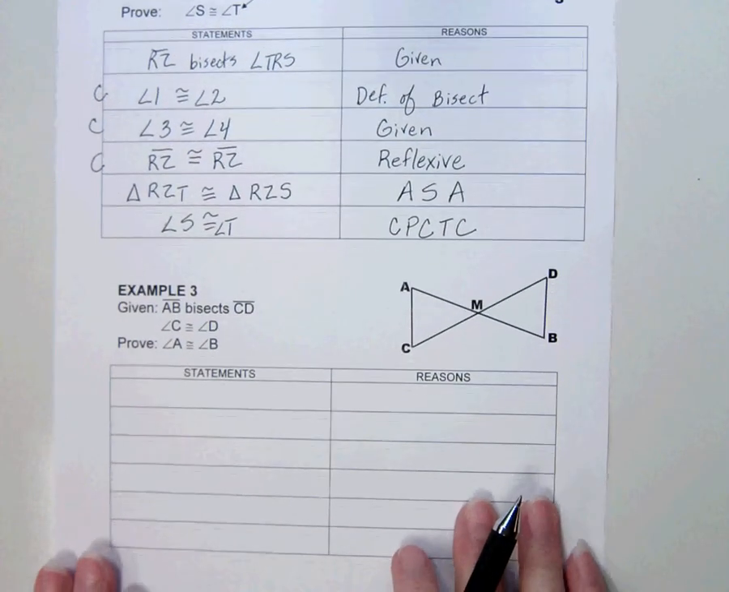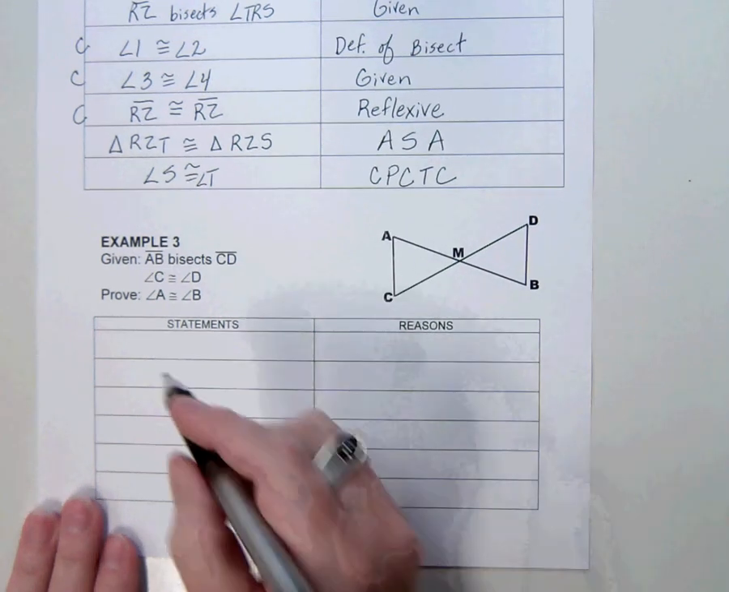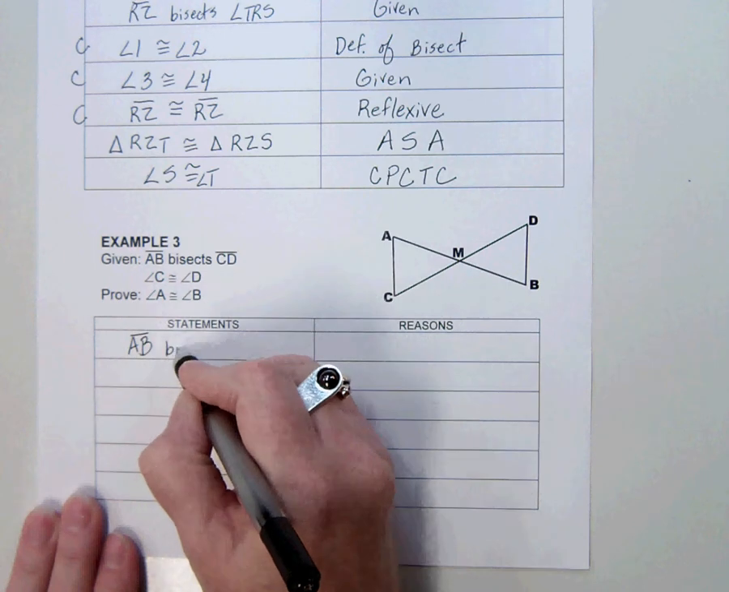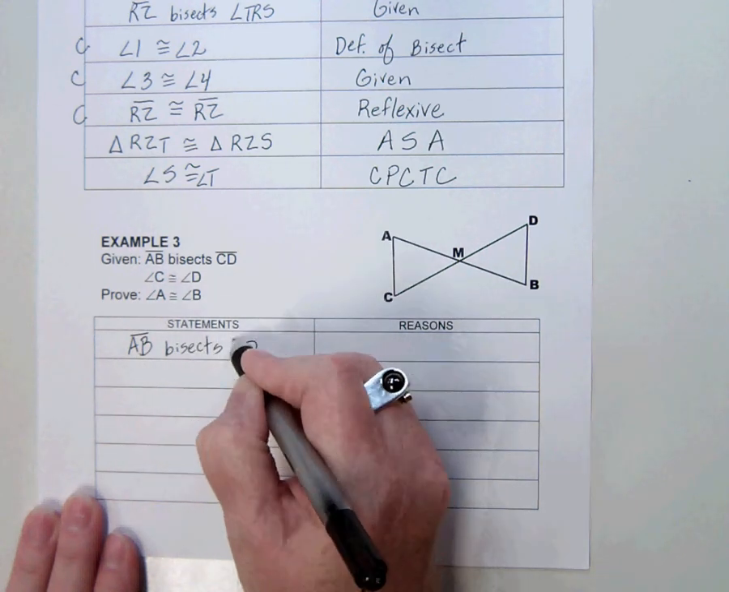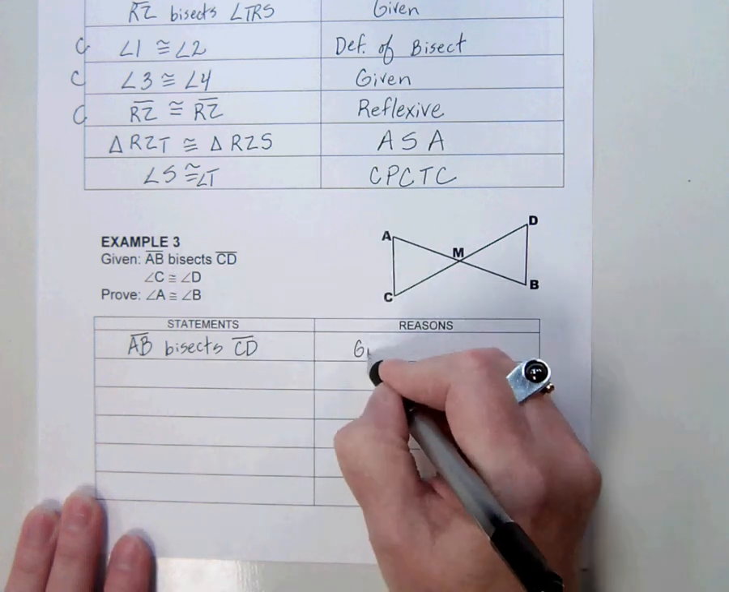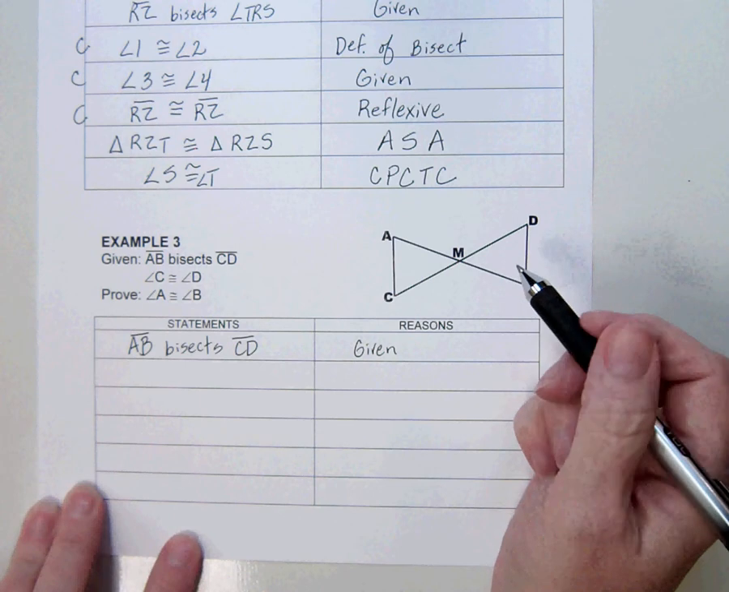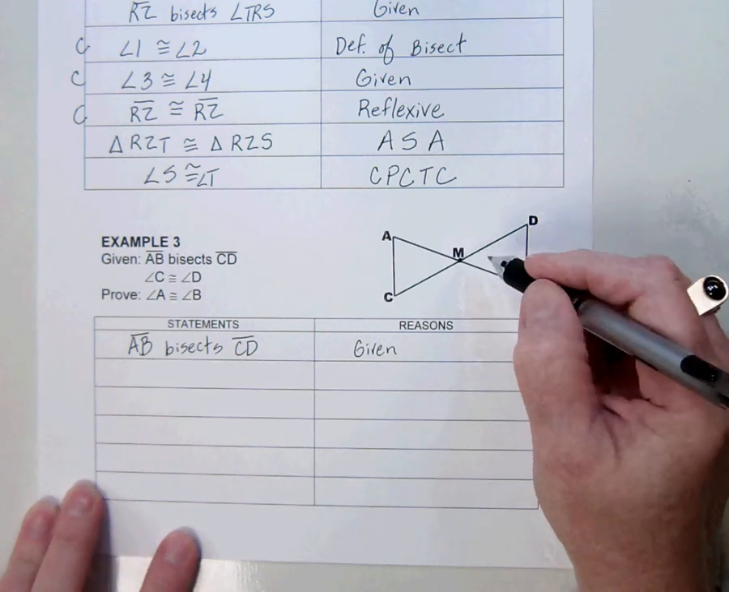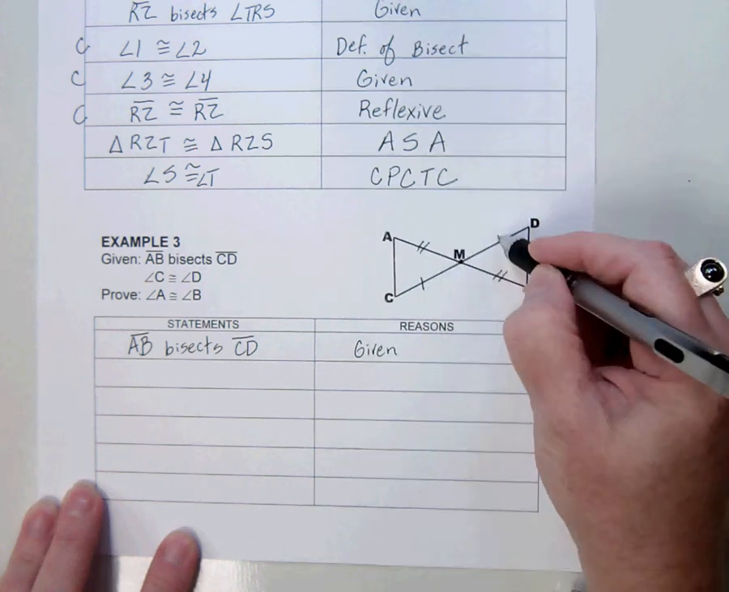Let's try example 3. On this one, starting with the given, we have that AB bisects CD. That's given. Let's go ahead and mark our pictures. Since AB and CD are bisectors, that means M's in the middle of both. So we have these the same and these the same.